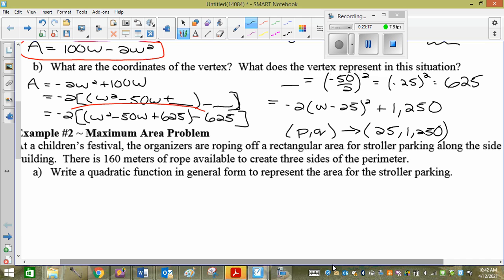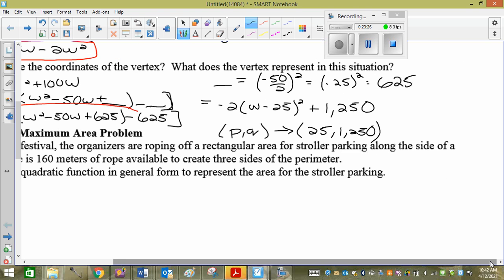Because what's the direction of opening in this case? What's the sign of our A value? It's negative, right? So we have a graph that looks like this. So we know we have a maximum at that point. So in this case, we say that 1,250 is the maximum area.